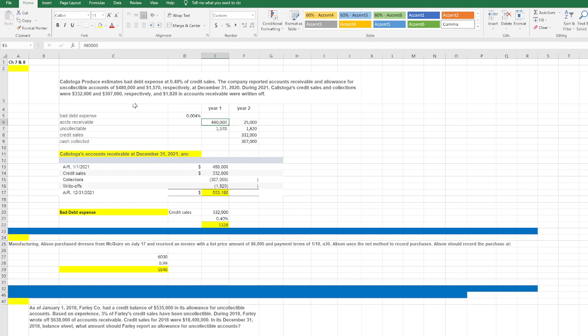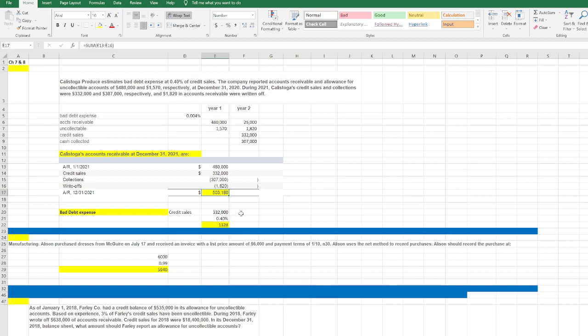So what is it asking us to do? What is the accounts receivable for 2021? We have beginning accounts receivable of $480,000, and we're going to add credit sales. Then we're going to subtract cash collected, and then subtract write-offs here in year 2. And so therefore, the ending accounts receivable is $530,000.